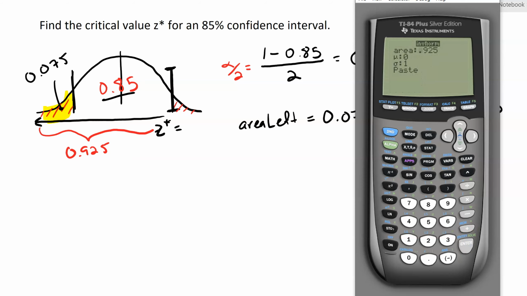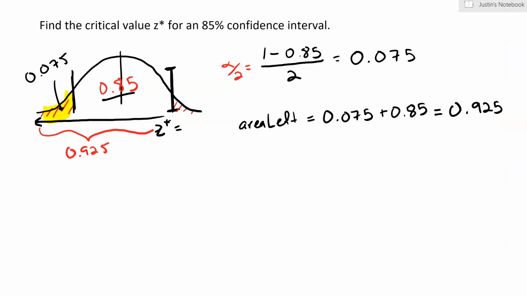it'll ask for three things. The first thing is the area. So again, we don't want to tell it the area in between. We need to always tell it the area that's to the left of the boundary we're interested in. And we already calculated that was 0.925. Second, it's going to ask for the mean and standard deviation. Since we are looking for a z-score, we must recall that the mean of z-scores is always 0 and the standard deviation is 1. So we just leave those alone, and we just select paste. And then let's calculate this. Enter. And there we go. It tells us the boundary that cuts off that 92.5%. That boundary, if we round it to 2 decimal places, is 1.44. And that's our critical value.